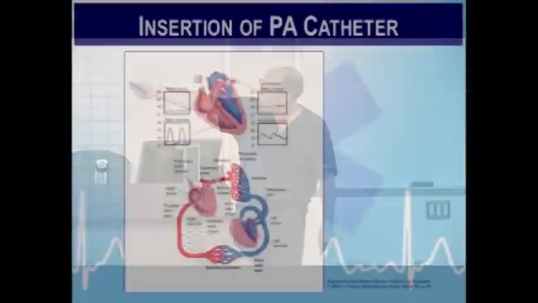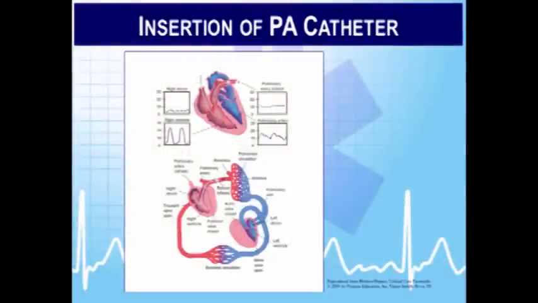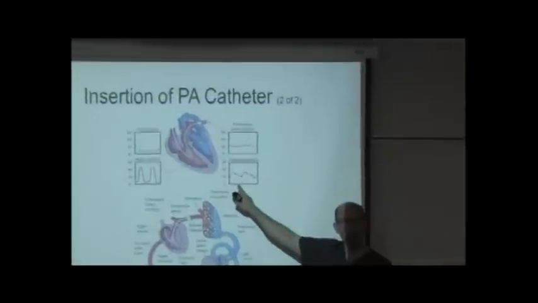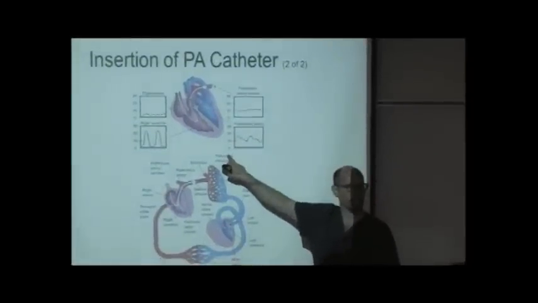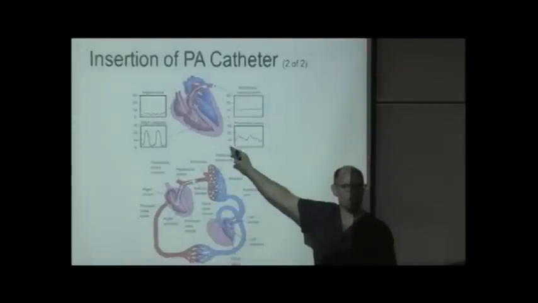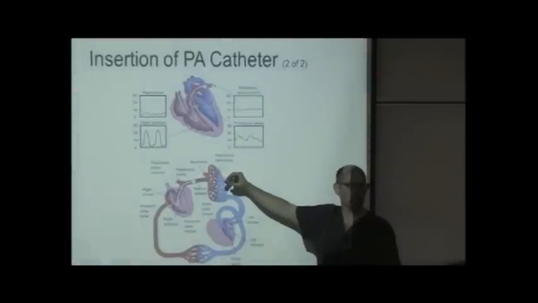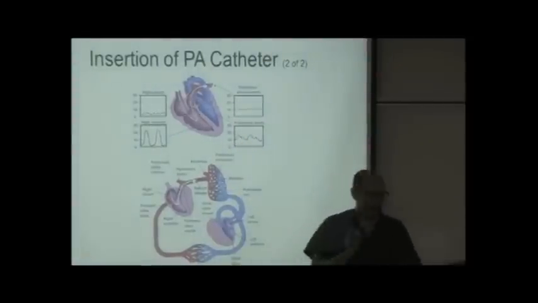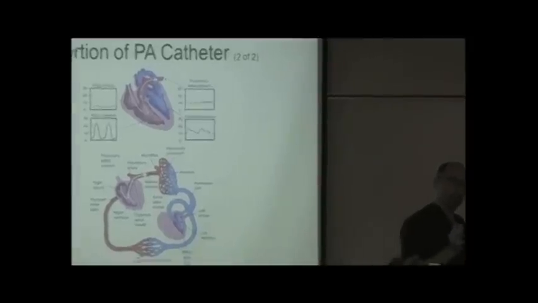When it gets into the pulmonary artery, the waveform changes again. It looks kind of like an arterial waveform, but notice the pressures that we're seeing here. It's a low pressure system. Systolic in the 20s, diastolic in the teens. It has a dicrotic notch, but that dicrotic notch is not closure of the aortic valve, it's closure of the pulmonic valve. Okay? But it has a distinctive arterial appearance, just the pressures are much lower.